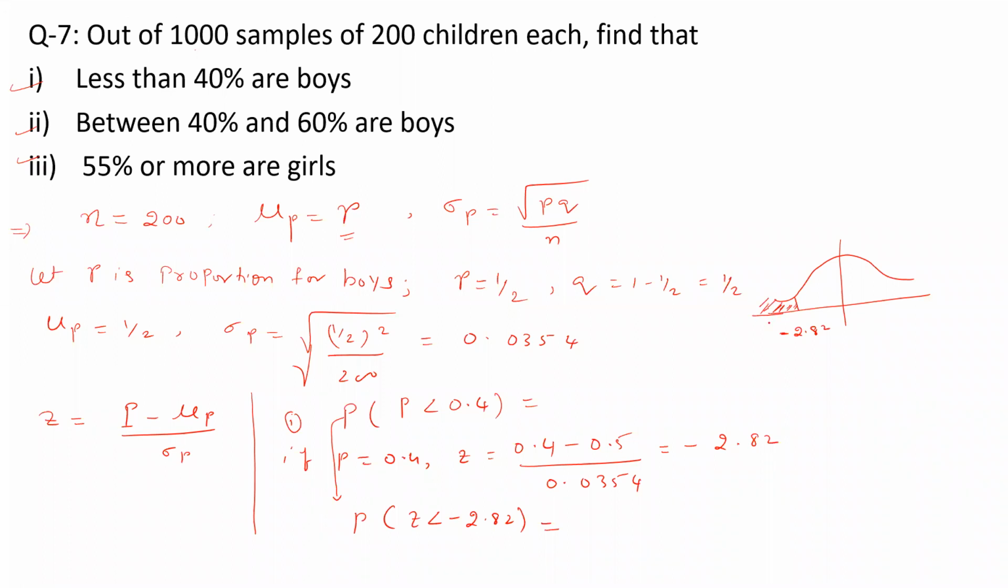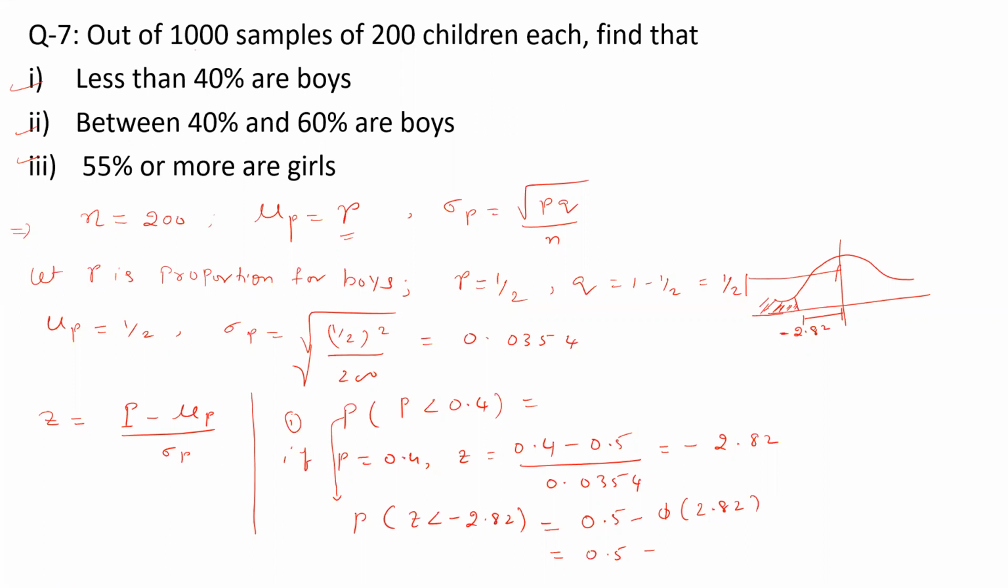Less than. So how to find this particular value? So this area is 0.5. So 0.5 minus of this particular area you have to do. So minus area of 2.82 you have to do. So when you calculate this portion, 0.5 minus the value of 2.82, again you have to calculate from calculator.